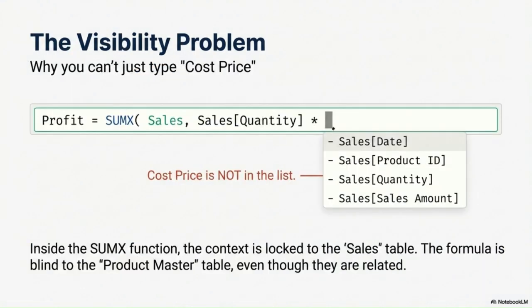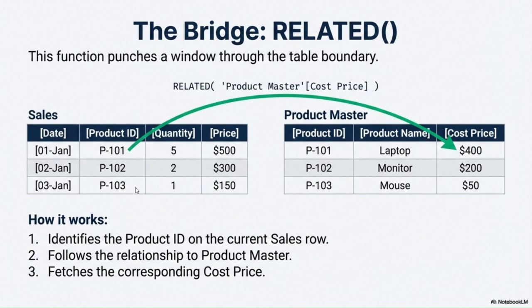Inside SUMX, the formula only sees columns from the sales table. That means quantity is visible, sales amount is visible, but cost price is not visible. Even though a relationship exists, DAX cannot access the column directly. That's where RELATED comes in. RELATED works like a bridge. It takes the product ID from the current sales row, follows the relationship, and fetches the matching cost price.